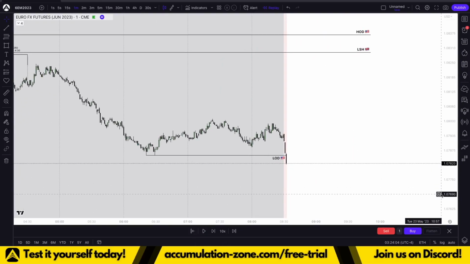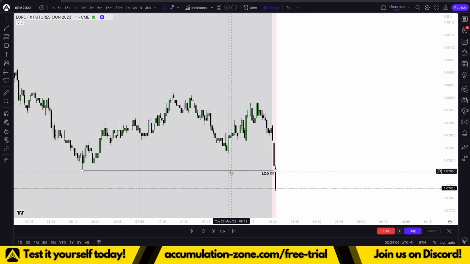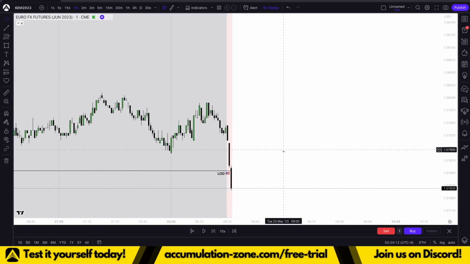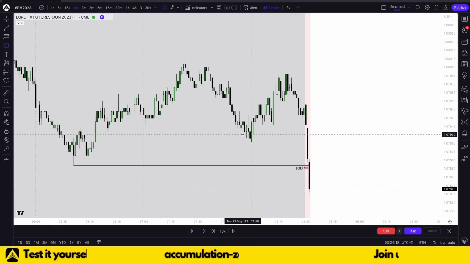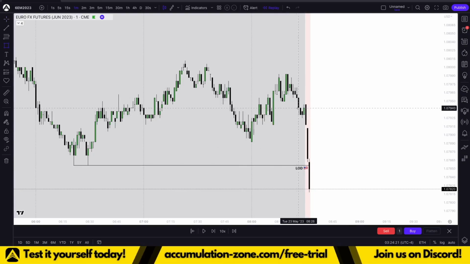Alright, so could this have been a silver bullet setup? Yeah, maybe. We shifted market structure once we broke this leg. We pulled back inside of a little fair value gap. If we have a close look, this would be our target. We even had equal lows. This is what I was referring to earlier.